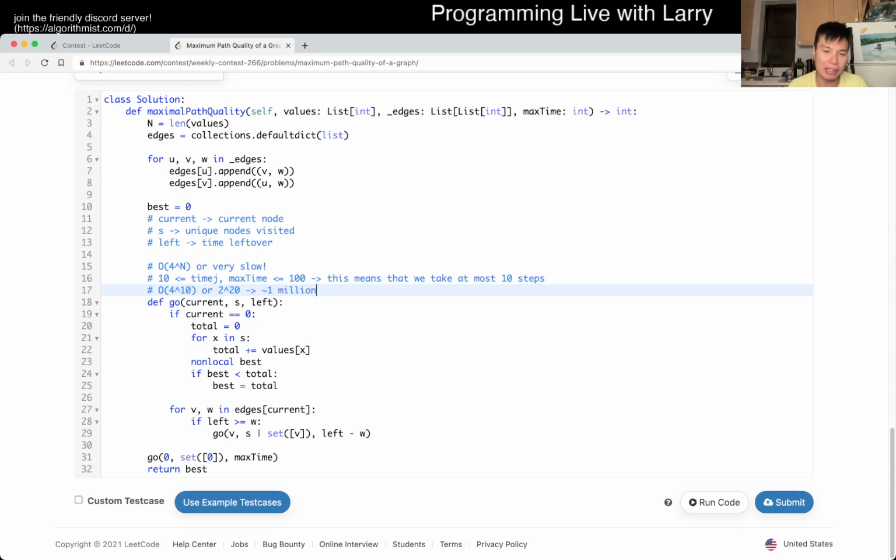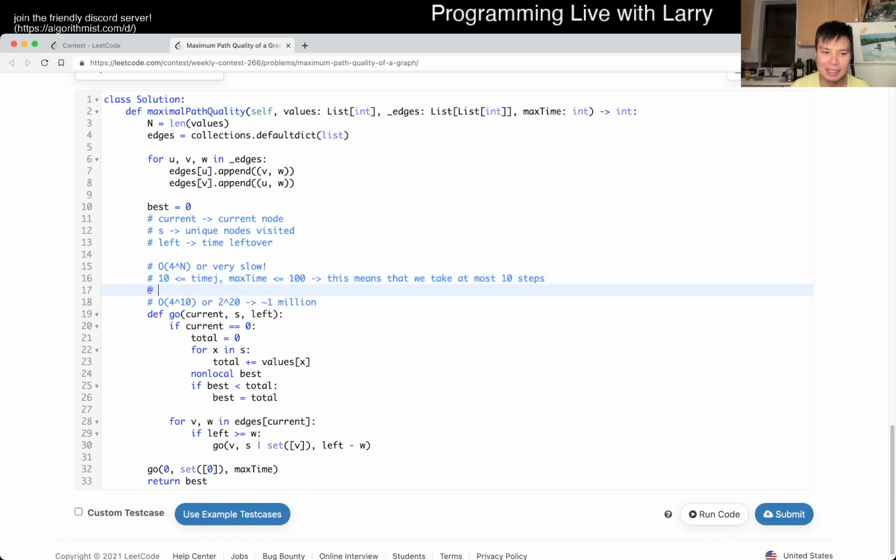So with that, I was like, oh, that's going to be good enough. Maybe another way to put it, of course, is that if we can take at most 10 steps, then that means that at most we care about 10 nodes, right? And that's pretty much the idea, right? Because at most we care about 10 nodes. Maybe that's not quite true.